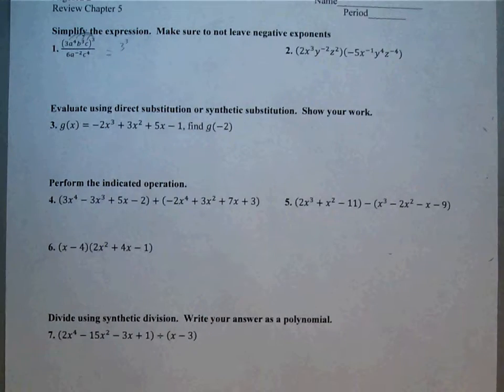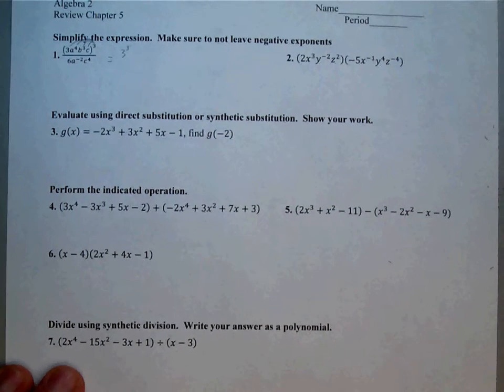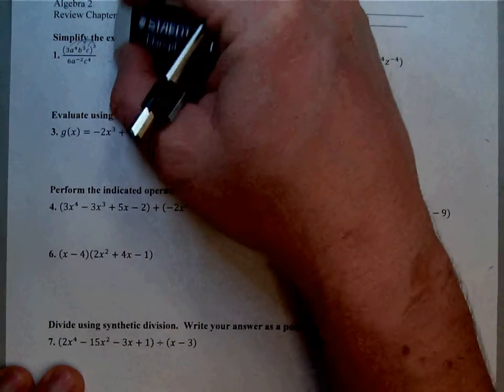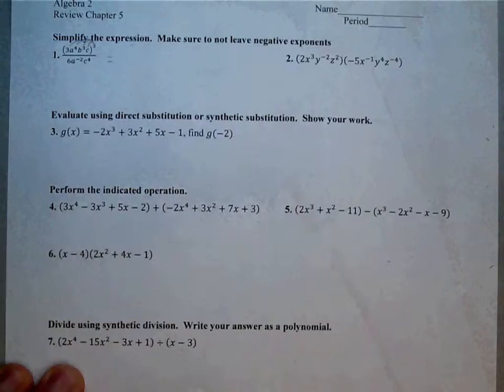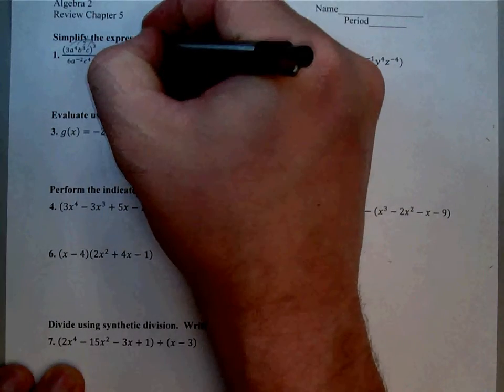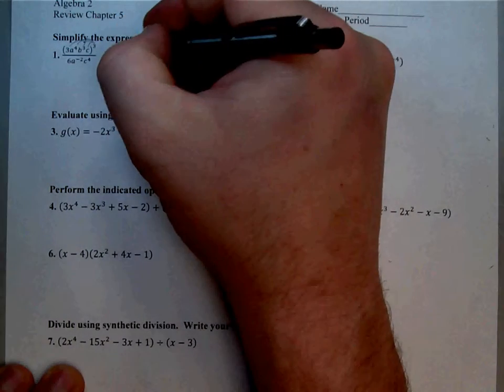Now I'm actually going to erase 3 to the third power and write what it is. 3 to the third power is not 9. It's 3 times 3 times 3, which is 27. So I'm going to put 27 there. That's what we get. I'm going to distribute that cube to the 3.